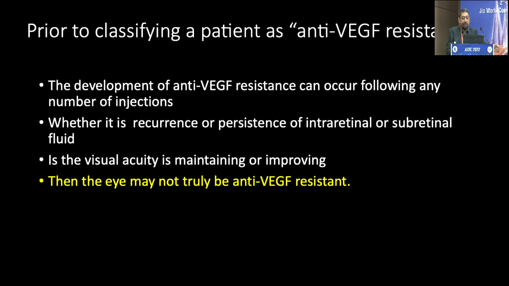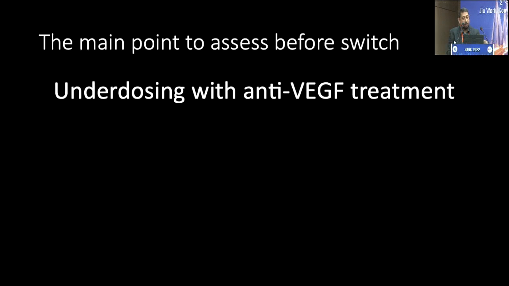Second question, is it really a suboptimal response? Before you label a person as being anti-VEGF resistant or not responding, the most important thing is to check two things. Has the fluid gone away and has it come back? Then it is not persistence. The second point, is the visual acuity maintaining or is it improving? That's also important. And the third point, we'll come to later. I'm just keeping it as a little bit of a teaser. But these 2 points, you have to really know whether you're going to call it a persistent DME.